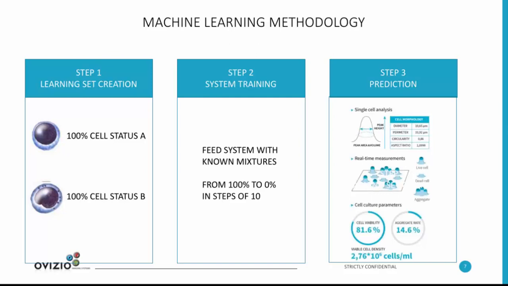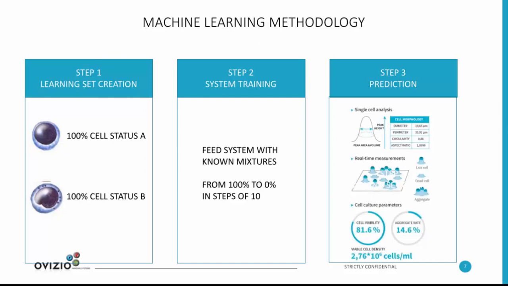Once we know that, we go to step 2, which is the system training. Then we provide to the machine learning platform images where we know more or less there is a combination of 90% of cell status A or cell population A and 10% of cell status B or cell population B. And we make those mixtures in steps up to more or less 50-50. When that is done, the machine learning created or refined the algorithm that we are using.